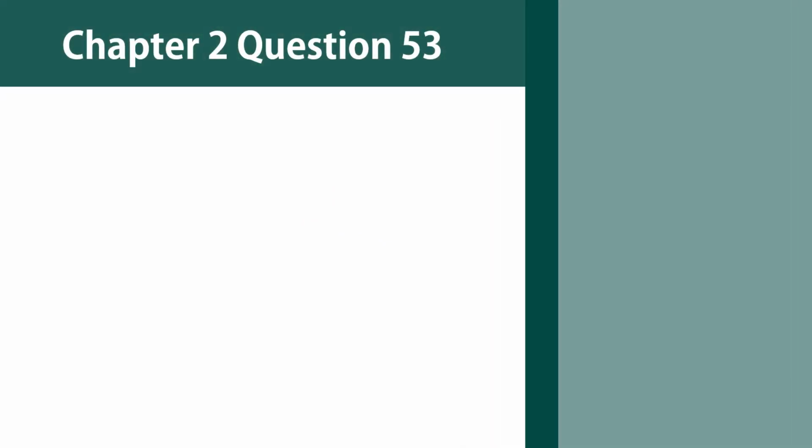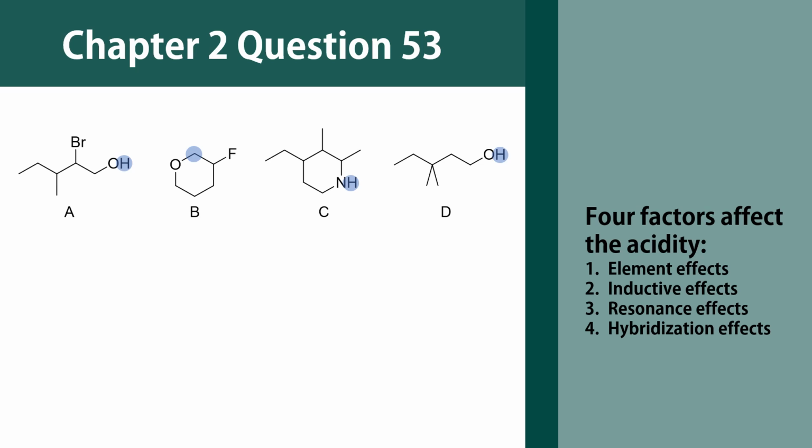For question 53, it requires us to do the ranking based on the acidity strength. So as we can see, there's 4 factors that affect the acidity: 1, element effect, 2, inductive effect, 3, resonance effect, and the last, hybridization effect. In this question, we can see there are different elements attached to the proton. So we just do the first screening, which is the element effect.